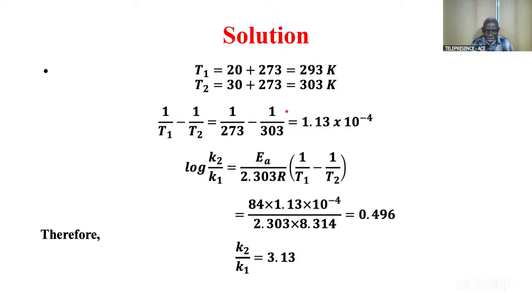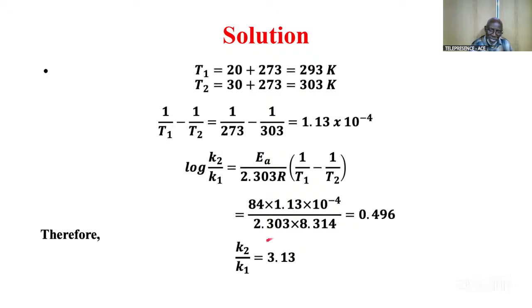Now, from the equation that we got, this one, we know that log K1 over K2 will be equal to Ea over 2.303 R times this quantity. But we know this. We have just calculated this. The whole of this is this. So we can just substitute into this equation, and this is what we have. So you discover that K1 over K2 means that it will increase by a factor of 3.13.